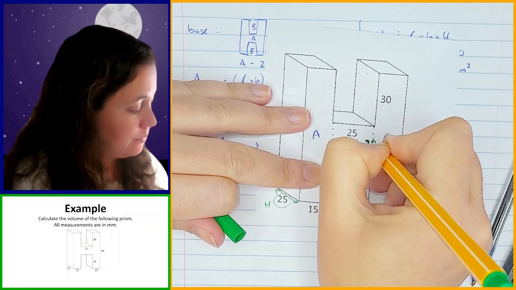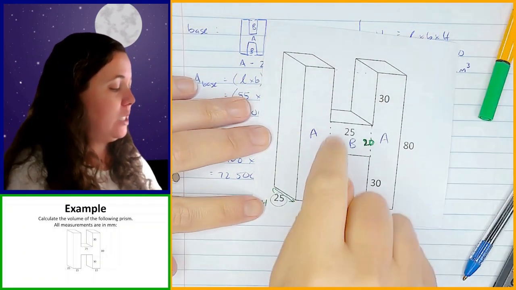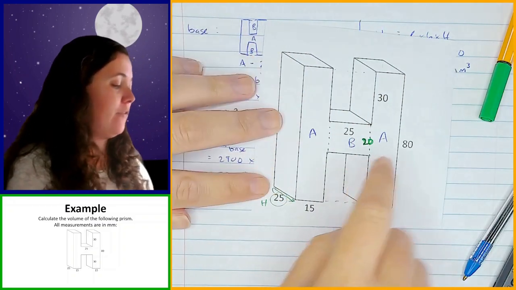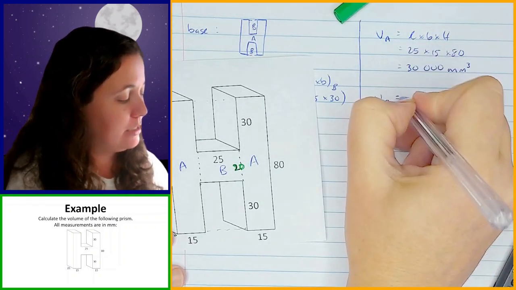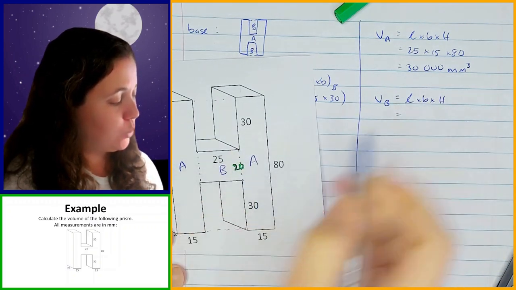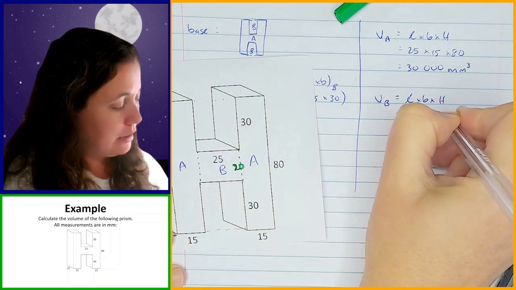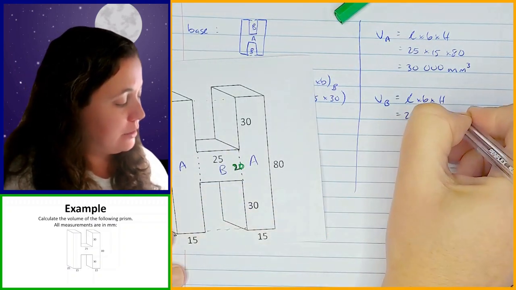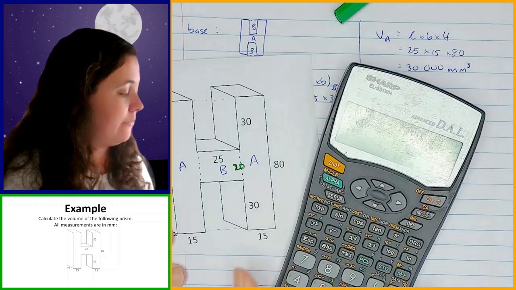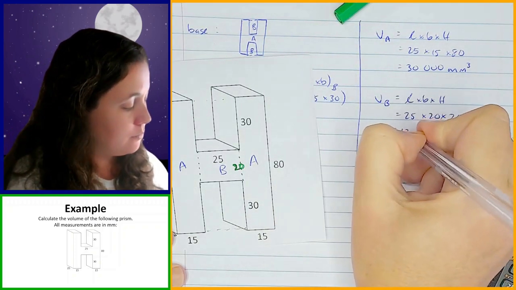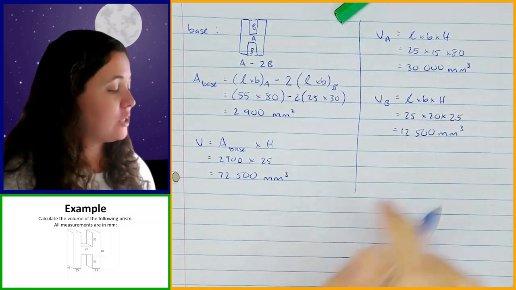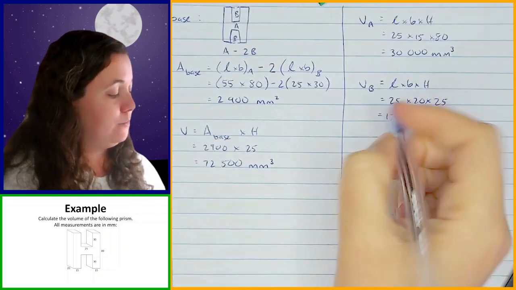So this is 20 over there. Okay, so that's going to be 25 by 20, and then this over here is the same as that, it's also 25. So it's going to be length times breadth times height. That's 25 by 20 by that 25 over there. Okay, so 25 times 20 times 25 is 12,500 millimeters cubed.